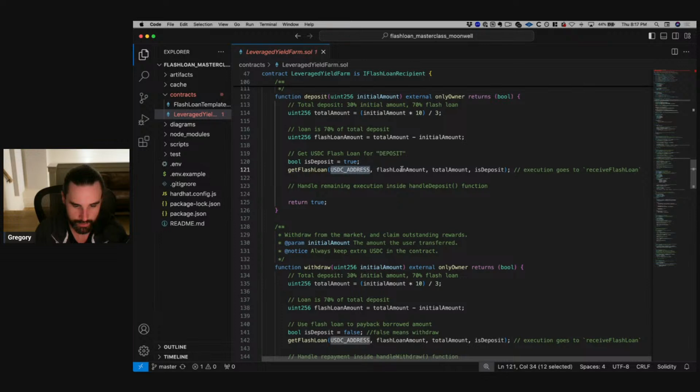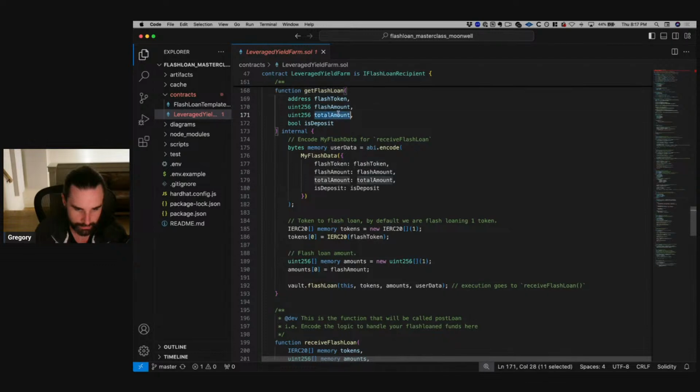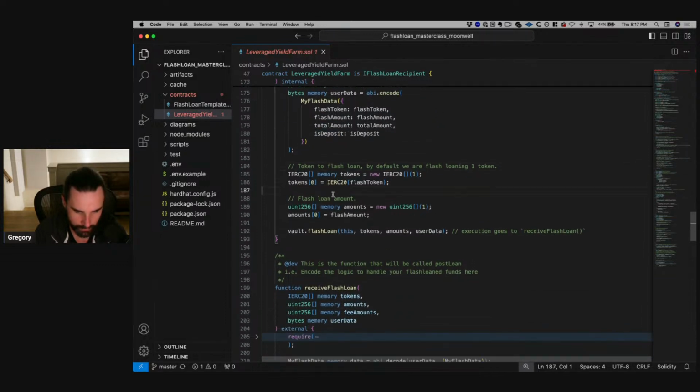We just pass in the USDC address, the flash amount, which we calculated here, the total amount, which we calculated here, and is deposit, which is true. So let's go down to this get flash loan function, because that's basically what we did in our flash loan template. We've taken the flash token, flash amount, total amount, is deposit. We put all the variables into this flash data struct and save those variables here. We put them in arrays because that's what the flash loan function calls for.